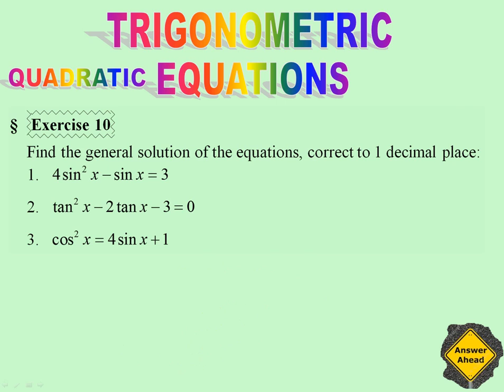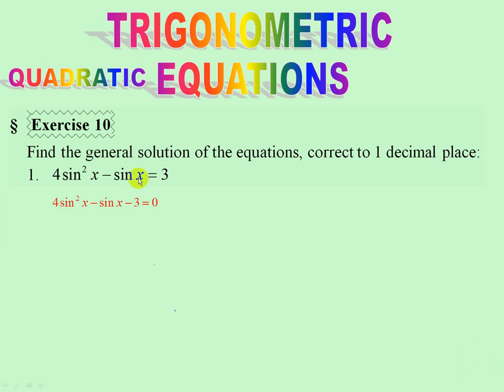Here we are, 3 examples. Pause and try them yourself. The answers follow. Let's look at the first. I brought the 3 across to that side. Factorize. Sin x minus 1 equals 0, meaning sin x is 1, or 4 sin x plus 3 equals 0, meaning sin x is negative 3/4.